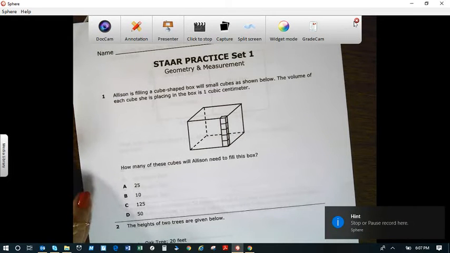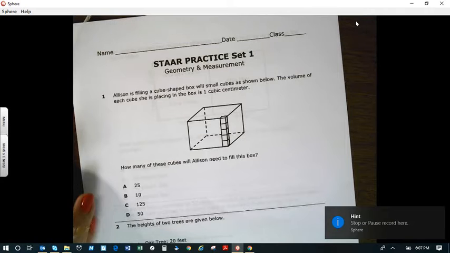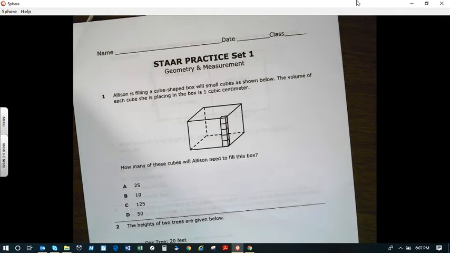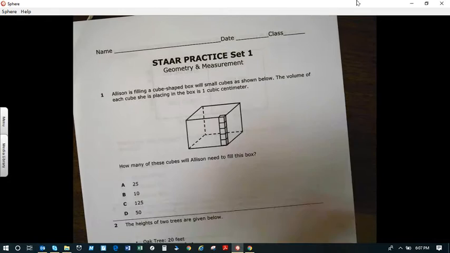Okay, so we're going to do the geometry and measurement set 1. And so let's begin. All right, so let's take a look at this one.